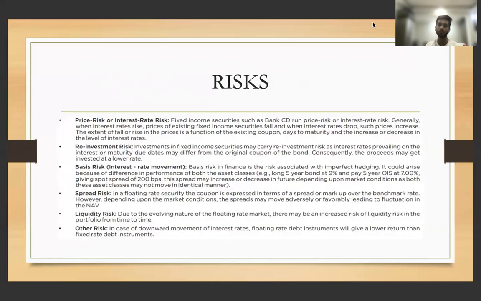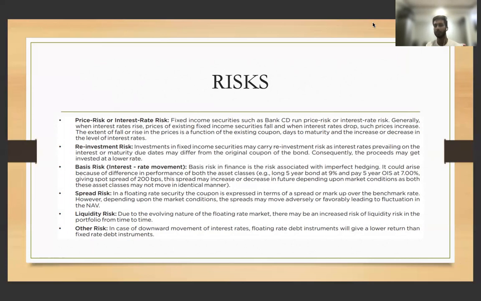Risks. Price risk or interest rate risk: fixed income securities such as bank CDs carry price risk or interest rate risk. Generally, when interest rates rise, the price of existing fixed income securities falls, and when interest rates drop, such prices increase. The extent of fall or increase is a function of the existing coupon, days to maturity, and the increase or decrease in the level of interest rates.